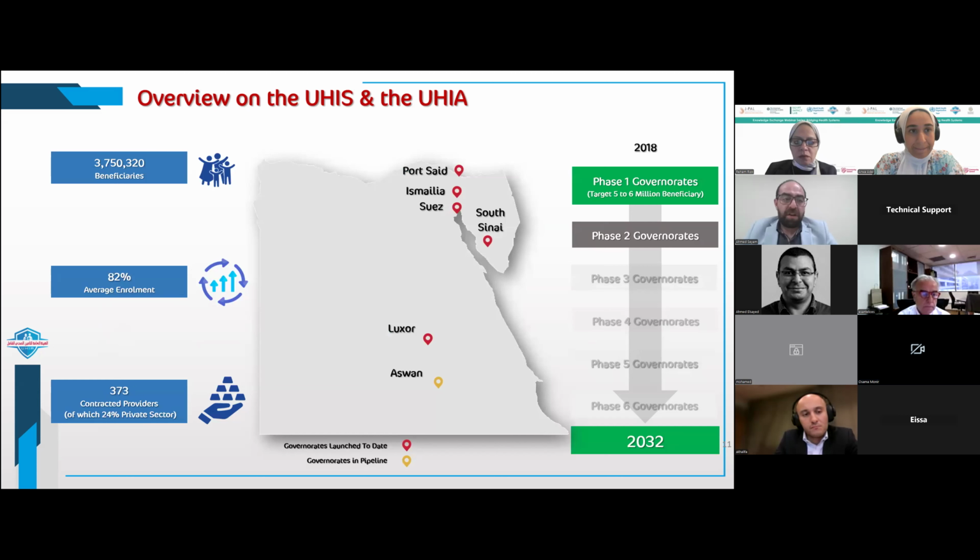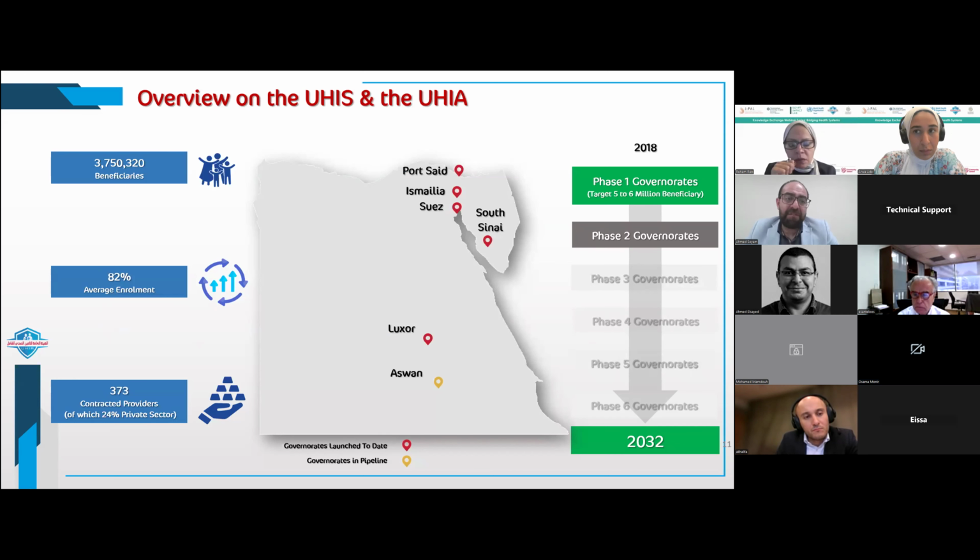And this is the current status. Currently we are operational in 5 governorates. We started with Port Said, followed by Luxor, Ismailia, South Sinai, and finally Suez, which is the last governorate to join the scheme earlier this year. We have only one more governorate left in the phase 1 governorates, which is Aswan, and hopefully we will be also formally launching in Aswan by the end of this fiscal year or the beginning of the new fiscal year.